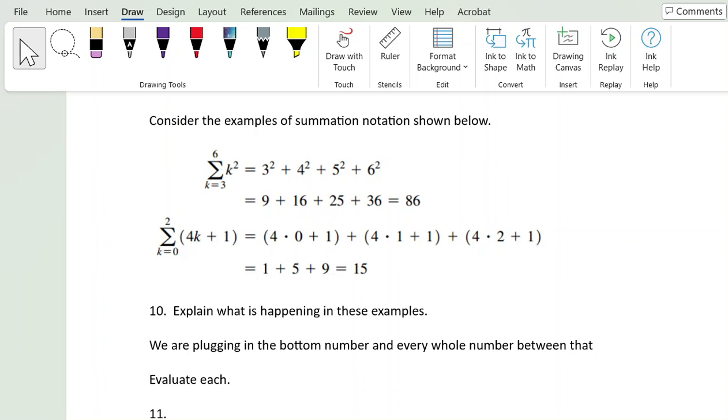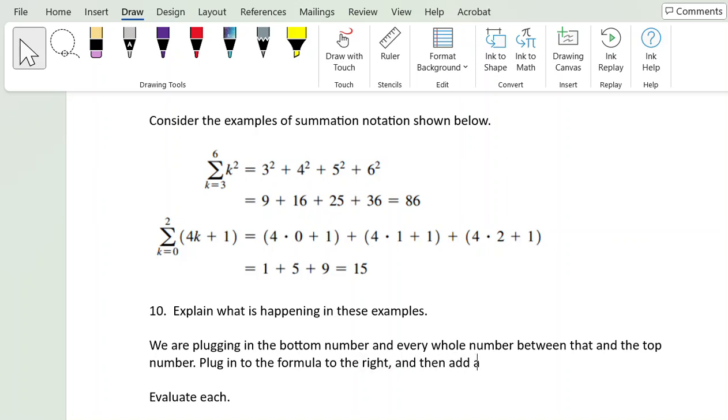So we are plugging in the bottom number and every whole number between that and the top number, plug in to the formula to the right, and then add all of those numbers together.